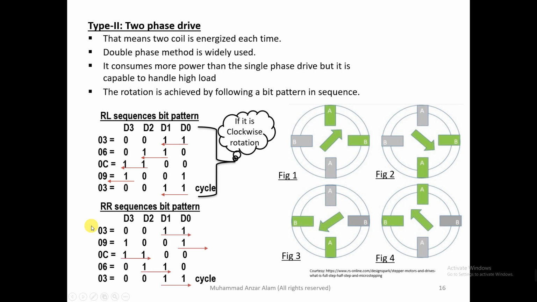And we can see here the rotation of the bits is in the right direction. So this is the rotate right sequence bit pattern. If the rotate left sequence pattern causes a clockwise rotation, then the rotate right sequence pattern will make the rotation in the anti-clockwise direction. Hope you understand.